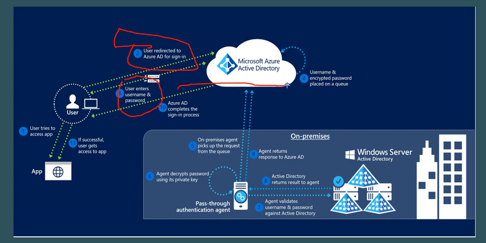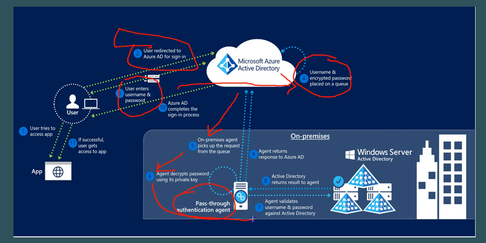Then the username and encrypted password are placed on a queue. Then the on-premise agent, step number 5, comes here. The on-premise agent picks up the request from the queue. Then the agent would decrypt the password using its private key, because the username and the password are encrypted by Azure AD and placed in a queue. The pass-through authentication agent running on the on-premise Azure AD Connect server decrypts the password using the private key.